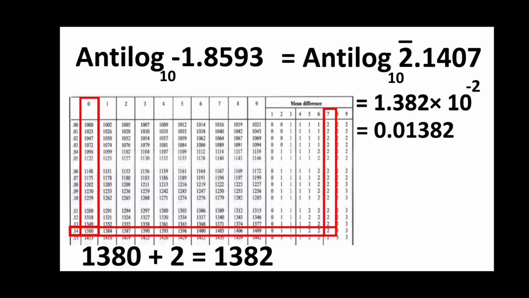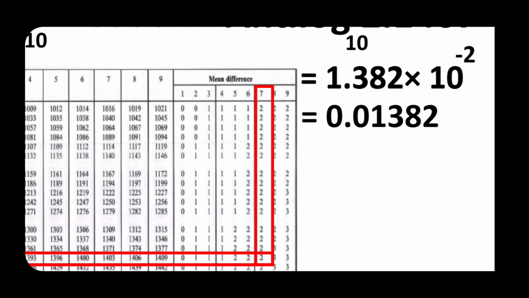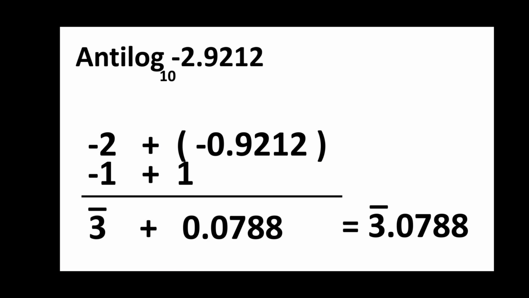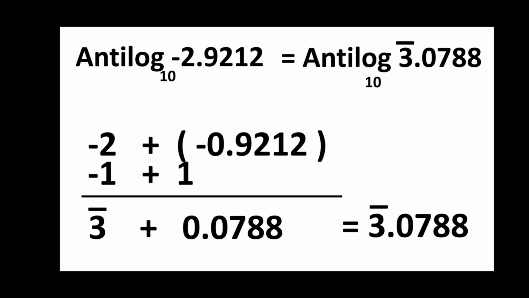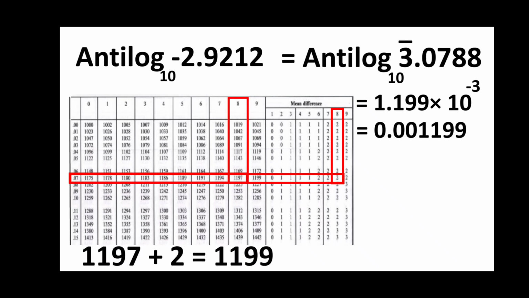0.01382. Same type, one more question we can see here now. By following the same methodology, antilog of minus 2.9212 with the base 10 can be written as antilog of 3 bar 0.0788 with the base 10. And by referring to the antilog table, here we get the answer is 0.001199.